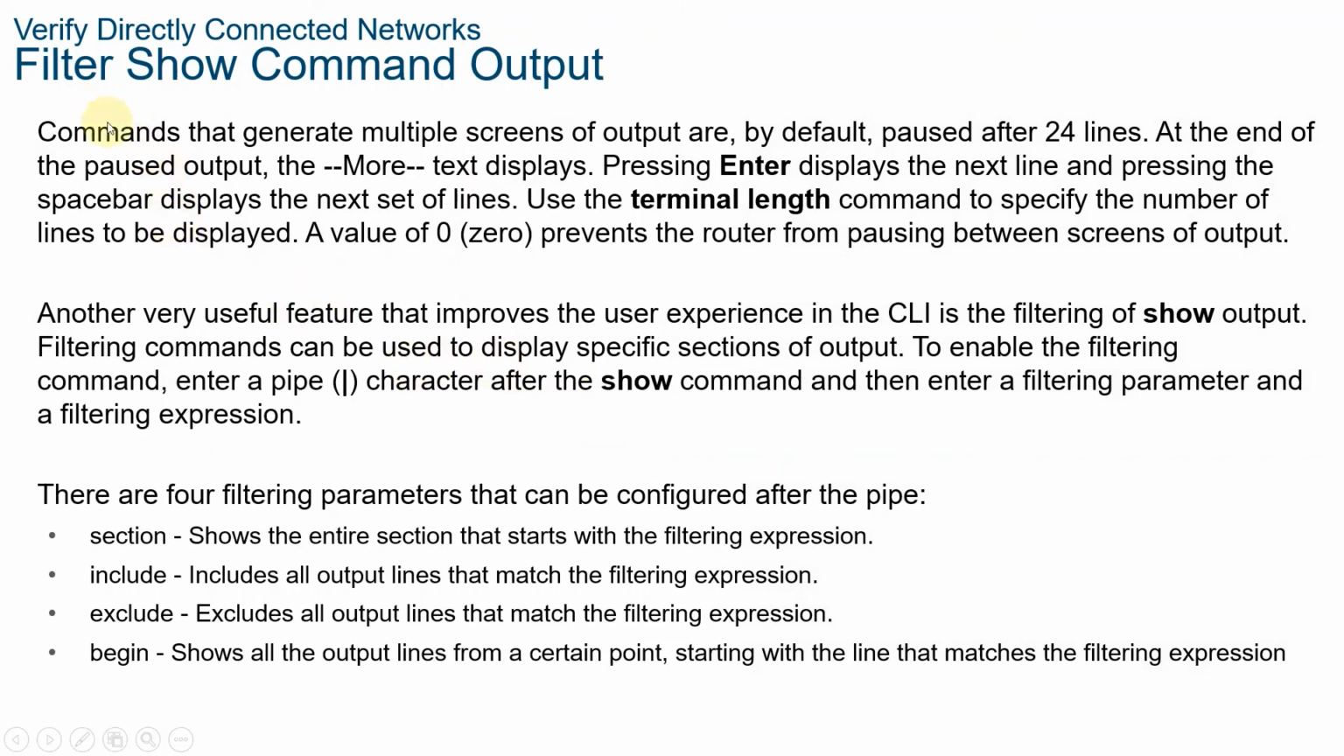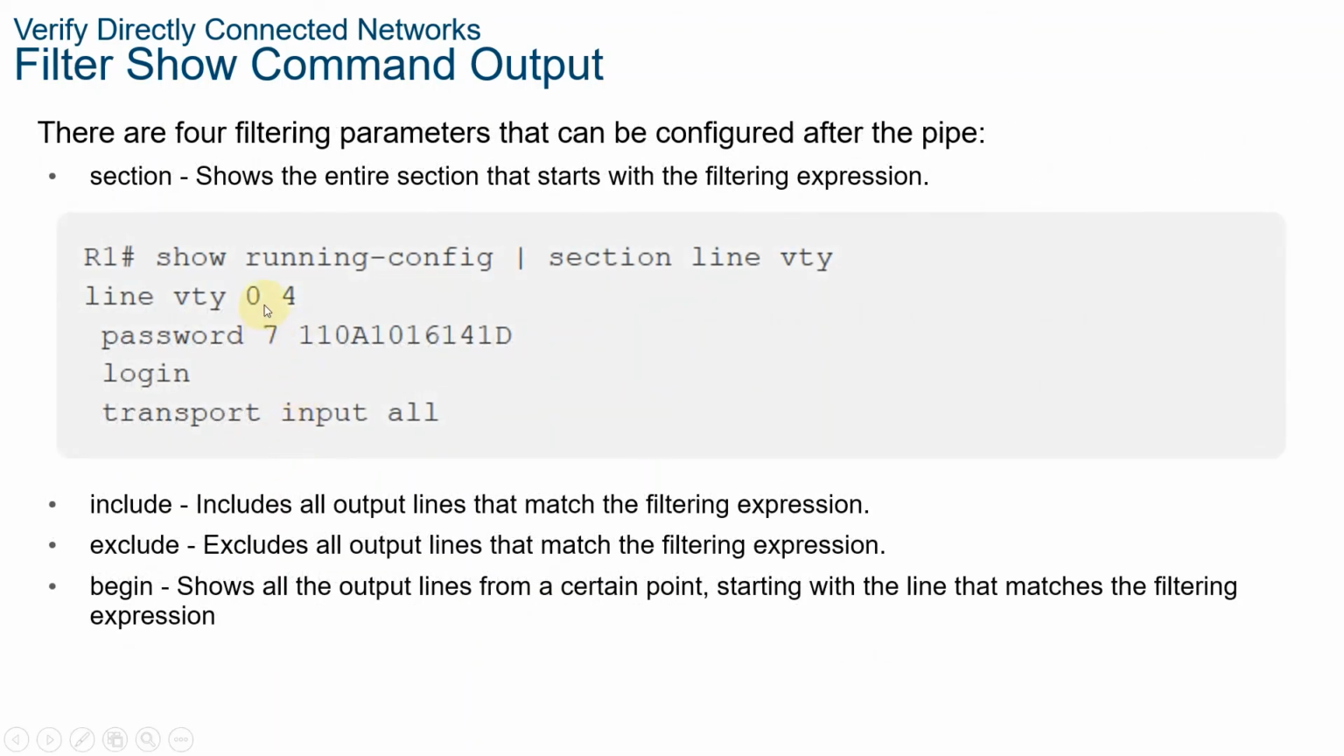You can also filter show command output. Something like show run, which is the commonly used command. But if you want to filter the output of that show run command, you can include these four filtering parameters after the pipe: section, include, exclude, and begin. Let's go through them, starting with section. Section shows the entire section that starts with the filtering expression, as shown in the example here.